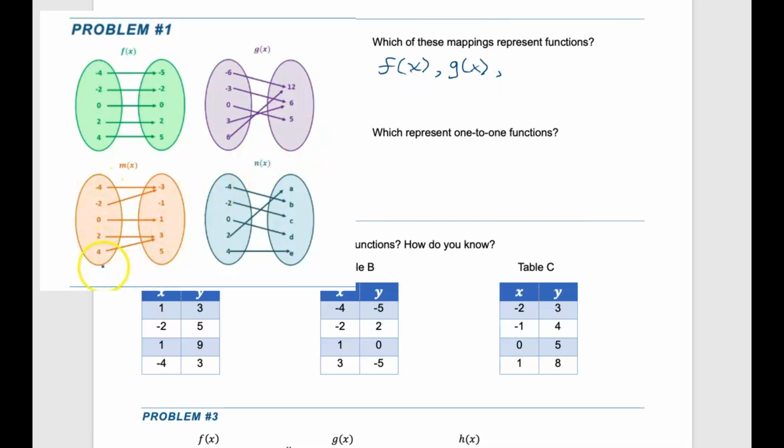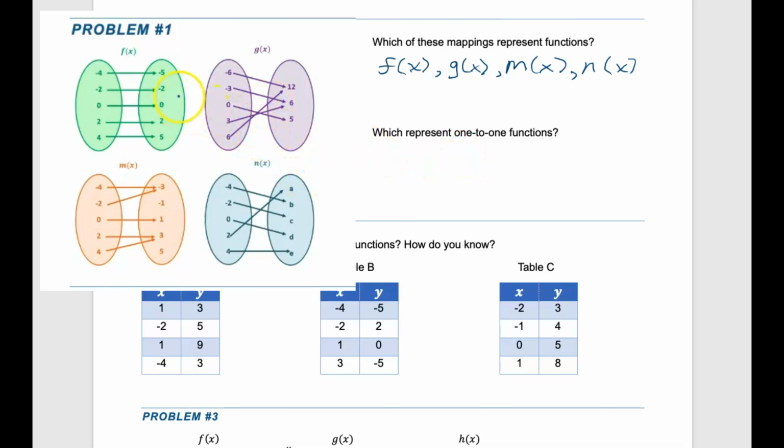M of x, also none of the inputs are repeated, so that is a function. And the last one, again, every input is going to exactly one output, so n of x is also. So keep in mind, this is called function notation, and so if it is written in this form, then they must be functions. So all of these are functions. They were written in function form. However, we need to look to see if they're one-to-one functions. They're all functions, but which of them are one-to-one?